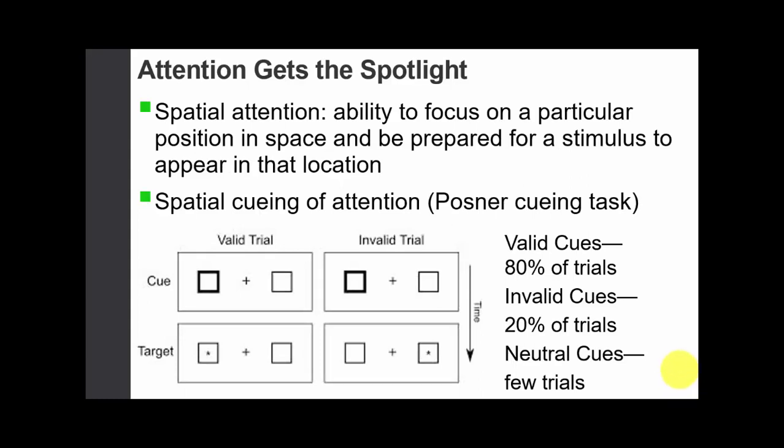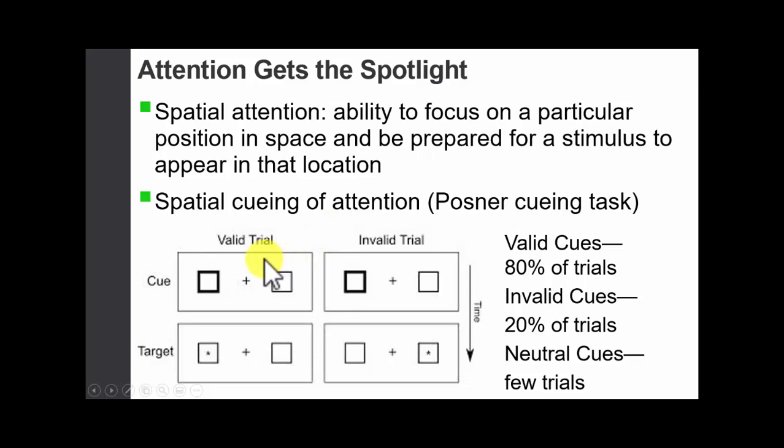In order to talk about Posner Cueing, I want to set up the idea of something called spatial attention. Whenever we use the term spatial attention, we're talking about the ability to focus on a particular position in space and to be prepared for a stimulus to appear in that location. That's basically what the Posner Cueing task is doing. To do this, Posner presented participants with a couple of different types of trials. Here we have one trial type, here we have another, and then I'll talk about a third one that I don't have an image for. Posner presented participants with one of 3 different trial types.